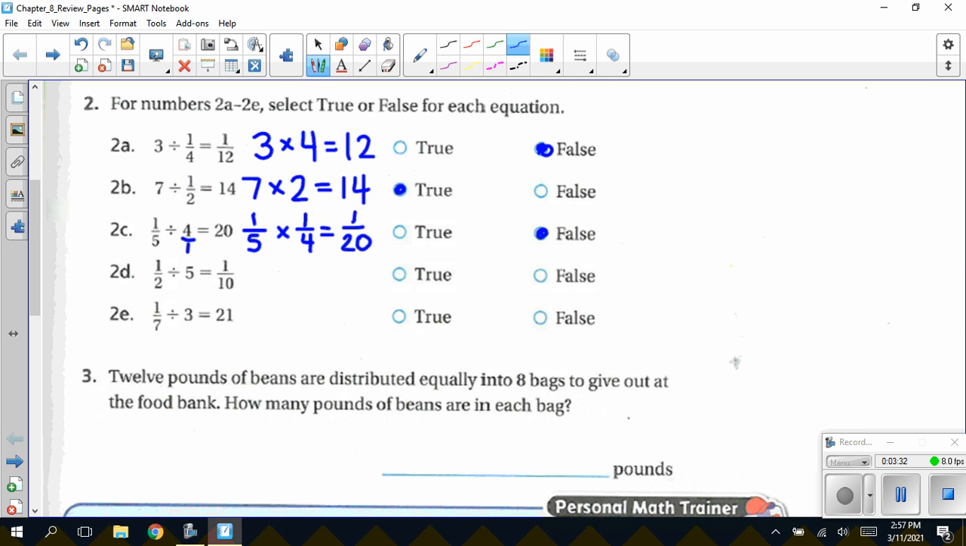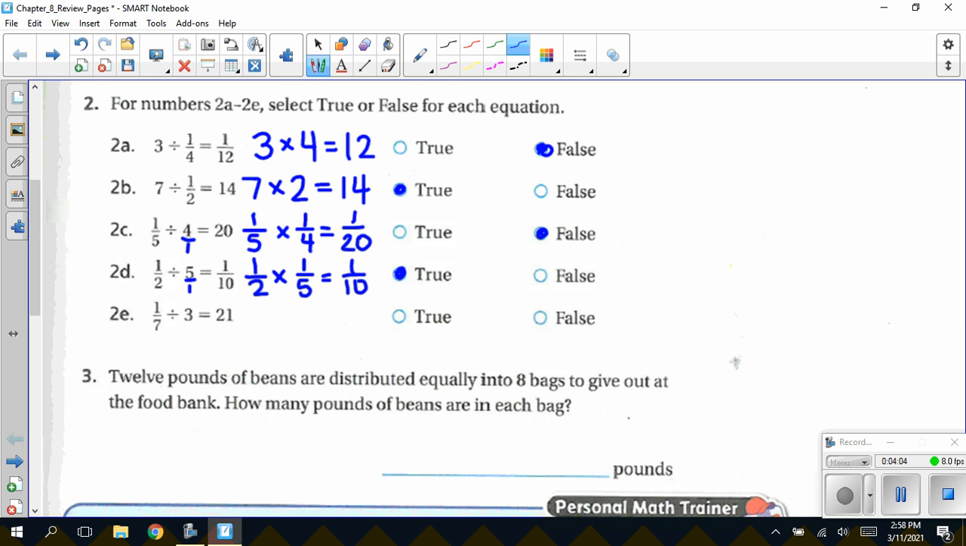For D, 1/2 divided by 5, they say is 1/10. So when I change it to the multiplication problem, I have 1/2, keep the first number the same, times, and I'm going to flip the second number, so remember that 5 has a denominator of 1, so when I flip it, I now have 1/5. 1/2 times 1/5 equals 1/10. My answer matches their answer, so that is true.